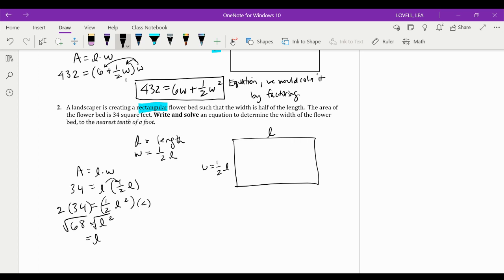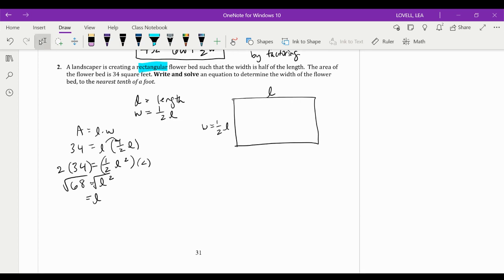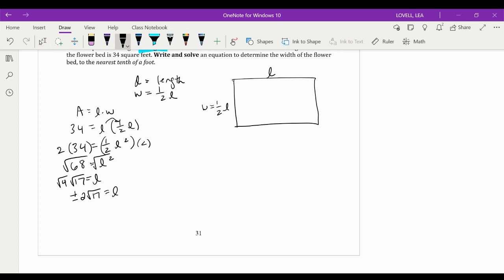So we are going to put the square root of 68 into simplest radical form. When I'm thinking simplest radical form, I think, what's the largest perfect square that is a factor of 68? So 4 is divisible into 68, so I'm going to do the square root of 4 times the square root of 17. And the square root of 4 is positive or negative 2 times the square root of 17, and that's going to give me my length. So I'm going to say length is equal to negative 2 square root of 17, or length is equal to positive 2 square root of 17.